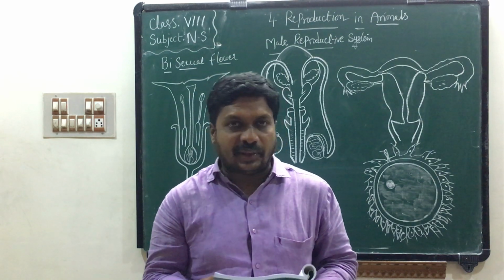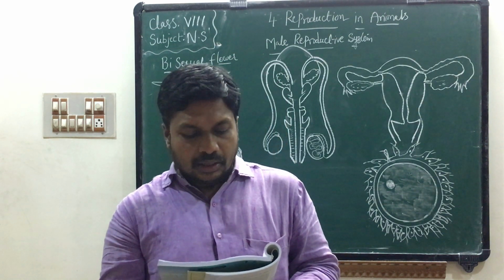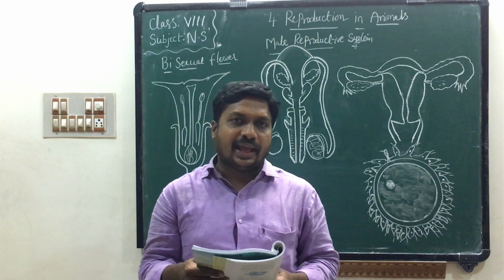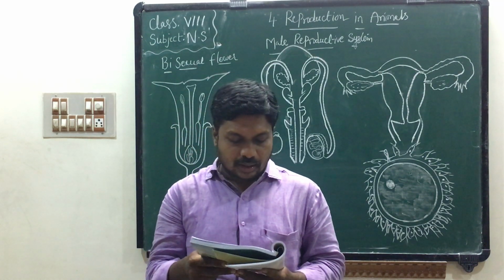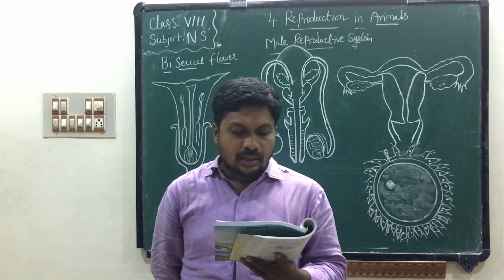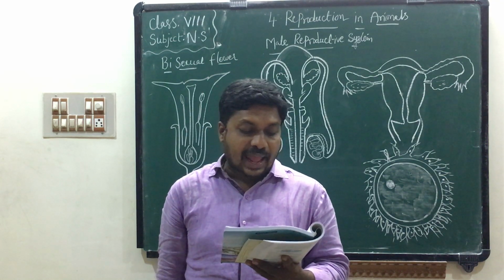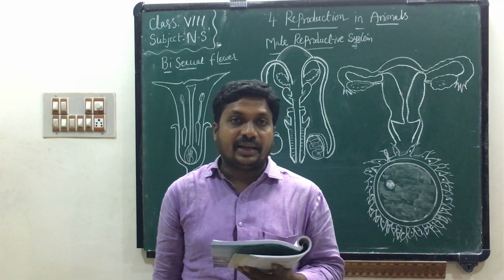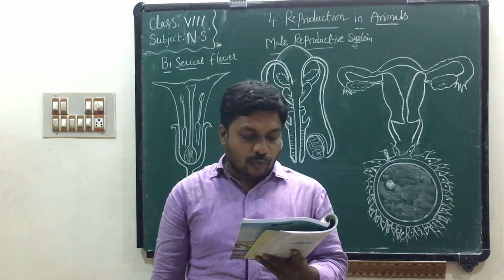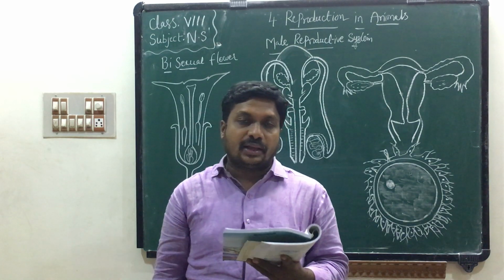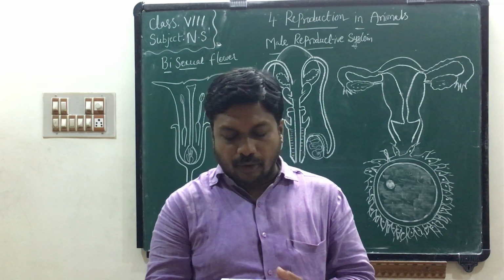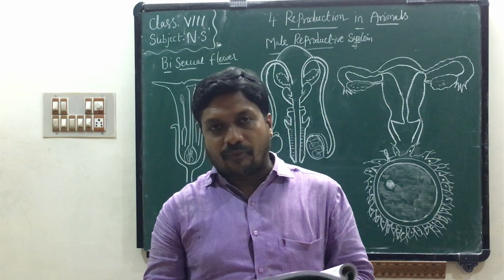Sepals, S-E-P-A-L-S. Second column, petals, P-E-T-A-L-S. Third column, anther, A-N-T-H-E-R. Fourth column, filament, F-I-L-A-M-E-N-T. Now we have to write the female flower parts.